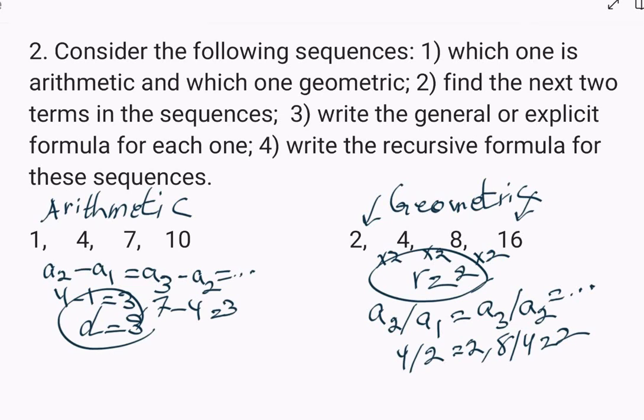Next, find the next two terms. We have the common difference on the arithmetic side. All we have to do is add another 3. So 10 plus 3 is 13, 13 plus 3 is 16. Those are the next two terms. How about the geometric? It's based on multiplication, and r is 2. The next two terms: 16 times 2 is 32, 32 times 2 is 64.